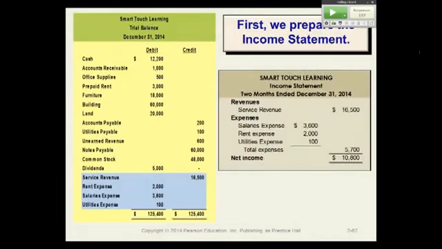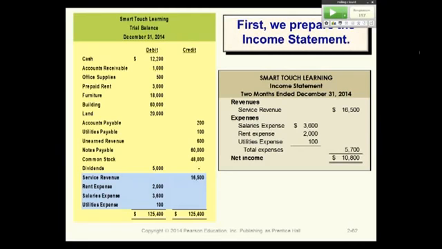All right, so here's the first step. We're going to prepare the income statement directly from the trial balance. Now, where do these accounts come from? These are coming from the T accounts. So all you need to do is take all the balances from the T accounts and list them in their debit and credit columns. So we prepare the income statement first.